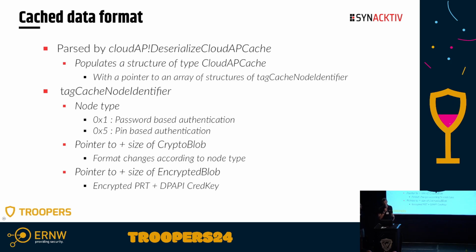One is for password-based authentication, and 5 is for PIN-based authentication. And then we'll have two pointers, one to the crypto blob and one to the encrypted blob. The format of the crypto blob will change according to the type of the node.